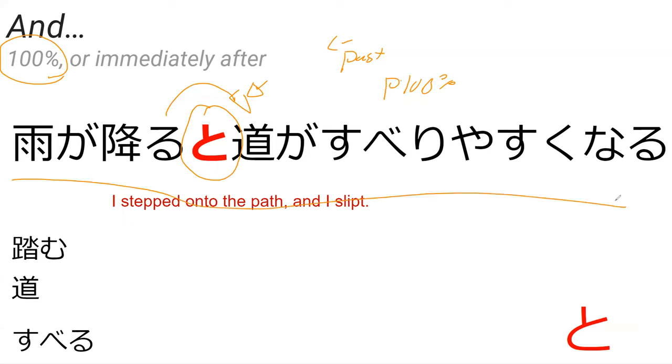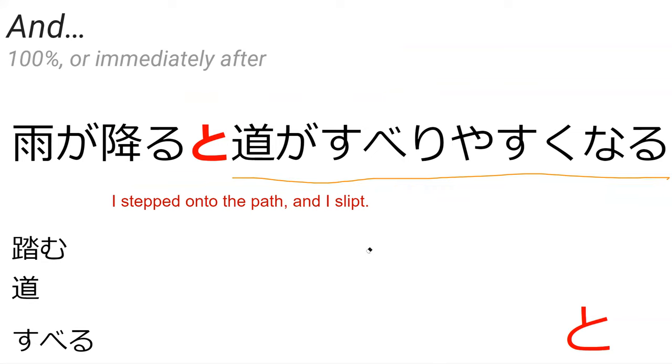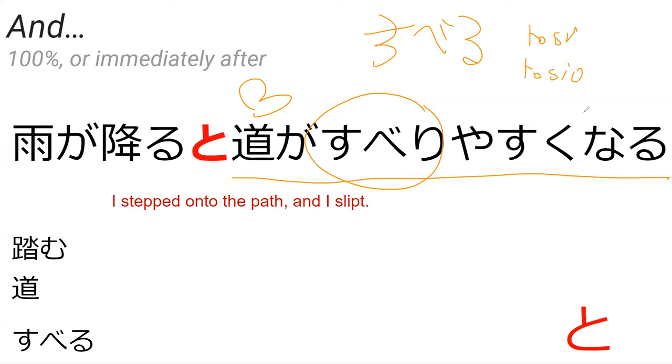For example, this is an example of a logical sentence, right? Ame ga furu, which is when the rain falls. What do you think is going to happen to the paths of the roads? Michi ga suberi yasuku naru. So, the path suberi. So the path slips. Well, the path isn't doing slipping. Do you know what suberi means? Suberi means to slip, correct. Or it means to slide. It's that kind of verb.